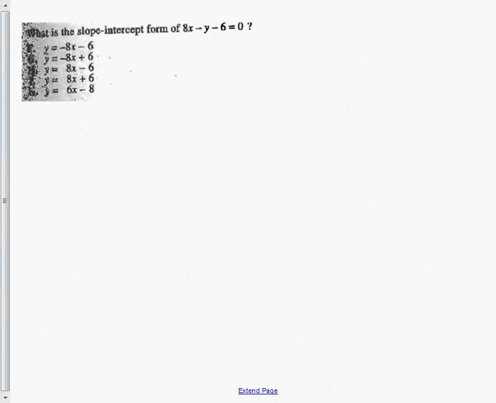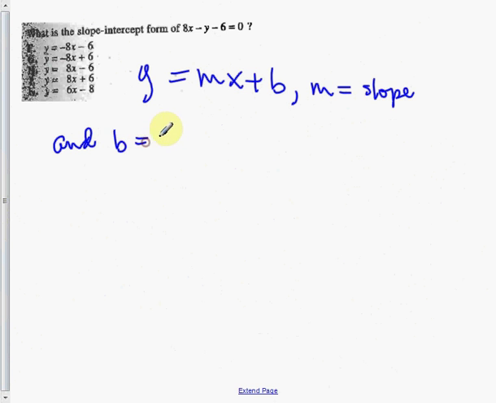Which is the slope-intercept form of 8x minus y minus 6 equal to 0? When they say slope-intercept form, how does that look? What does that say? Okay, very good. So here, y is equal to mx plus b. What's m called? The slope, and b is called the y-intercept, right?